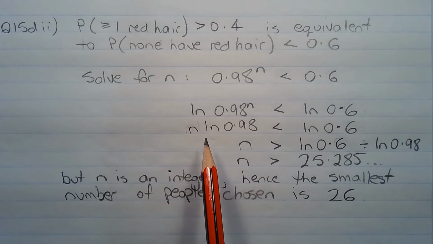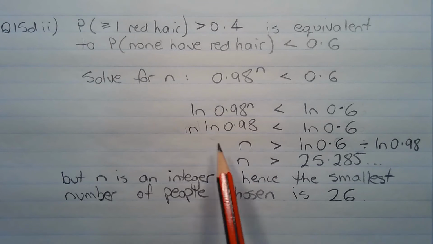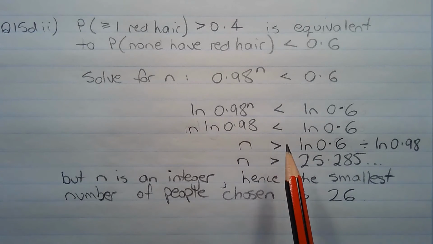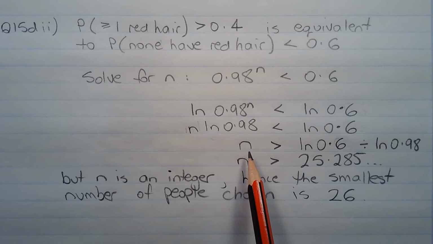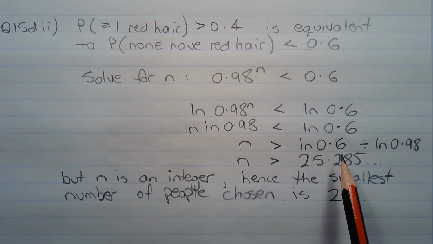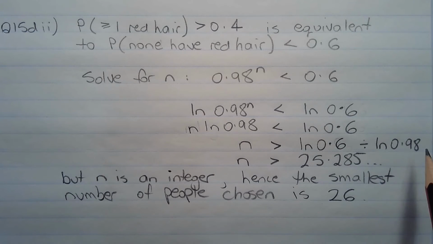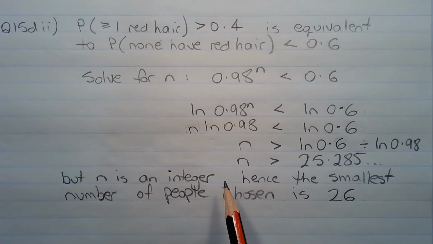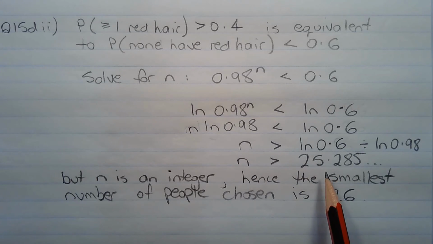Now note that ln of 0.98 is a negative number. So when we divide both sides of the inequality by ln of 0.98, we need to switch the inequality sign around. So n is greater than ln of 0.6 divided by ln of 0.98. We have n is greater than 25.285 and so on. But n is an integer as that represents the number of people chosen. Hence, the smallest number of people chosen is 26, since 26 is the smallest integer greater than 25.285.